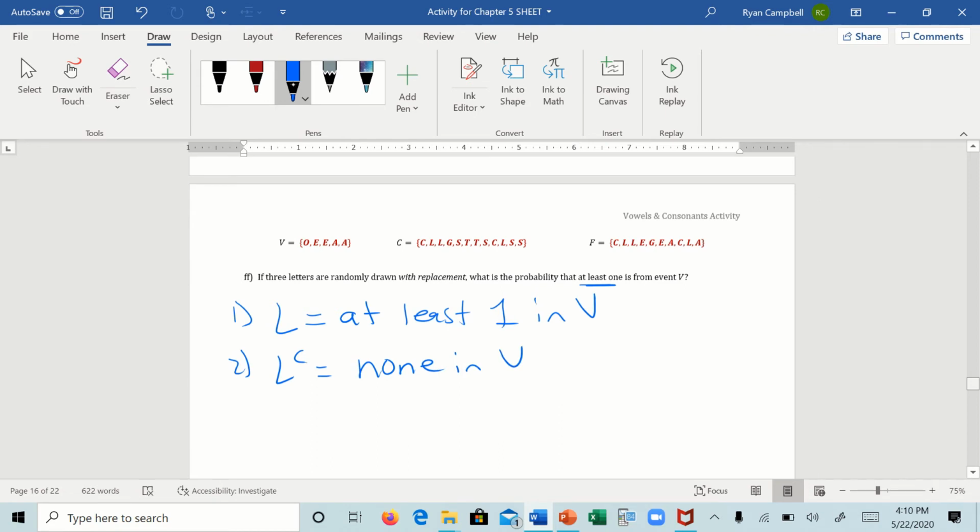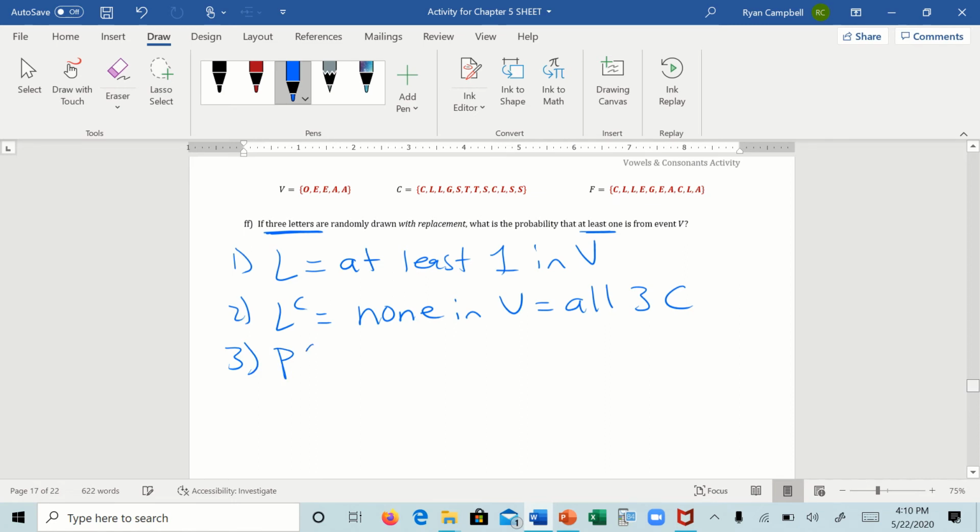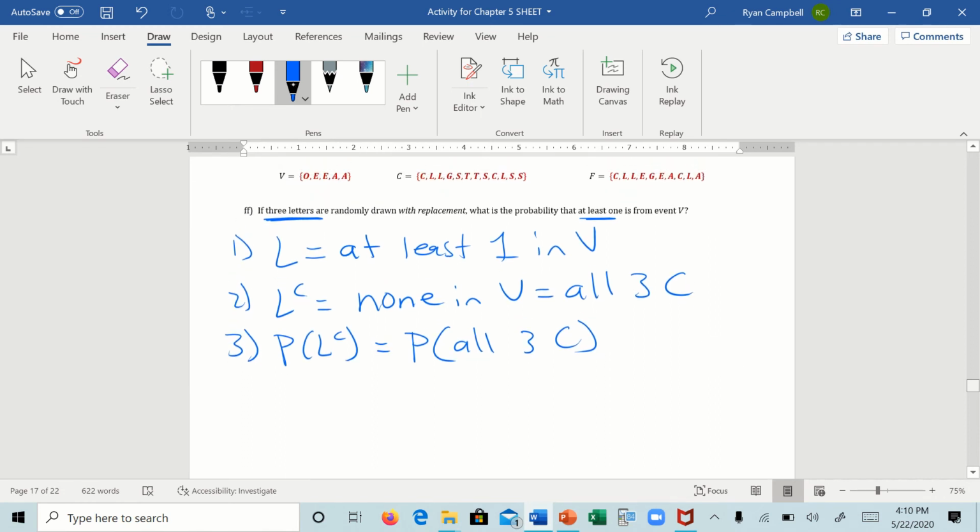So if none of them are vowels, what does that mean? They're all what? All consonants. And how many consonants? All 3 of them are consonants. So let's find the probability of that, right? So the probability that all 3 are consonants. There's more than one, so now we're going back to that multiple trials. So it's the probability that the first one's a consonant, and the second one's a consonant, and the third one's a consonant, right? Tell your story. I pick out a letter, it's a consonant. Pick out another letter, it's a consonant. Pick out another letter, it's a consonant.